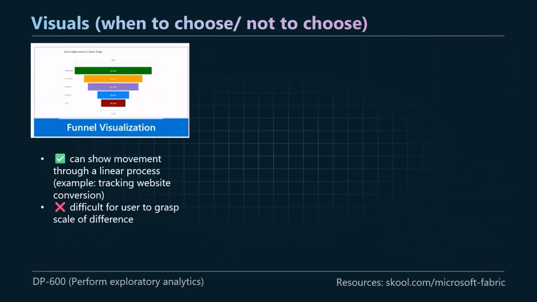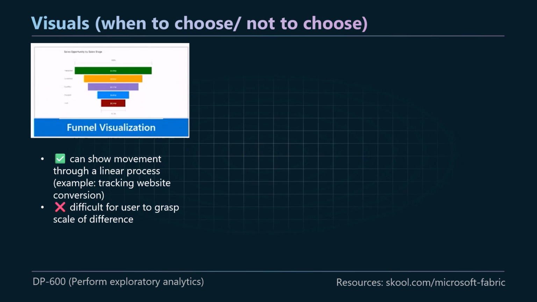Next, we come to the funnel visualization. Now, these are really good for showing some sort of movement through a linear process. An example here would be tracking website conversion. So at the top of your funnel, you might have a website viewer visiting your website. Then the next stage in that linear process might be, okay, they're going to a product page. Then the next stage might be, okay, they've clicked on buy, they've added something to their cart, for example. And then the next stage in the process might be they've actually bought the product, and so on and so on.